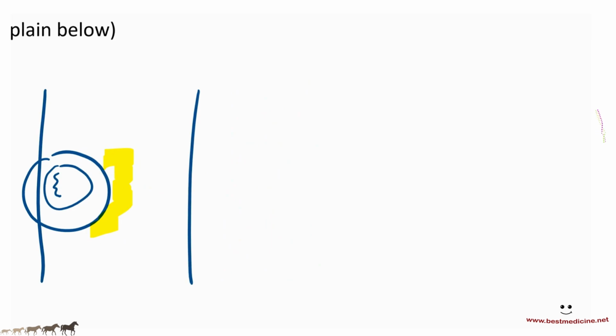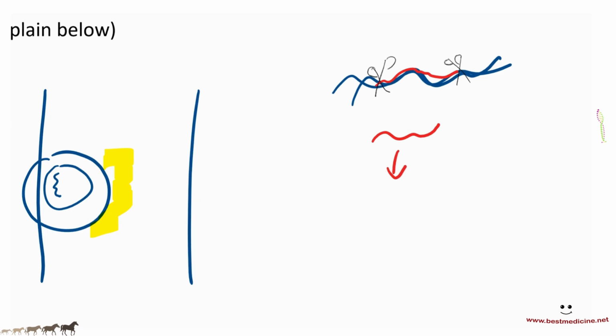We get the correct gene from somewhere. Let's say here's a person's DNA, right? And then in this DNA, here's the correct gene. What we do is we take this gene out using restriction enzymes, kind of like scissors. So we take the gene out, and we put it inside a virus, let's say, right?